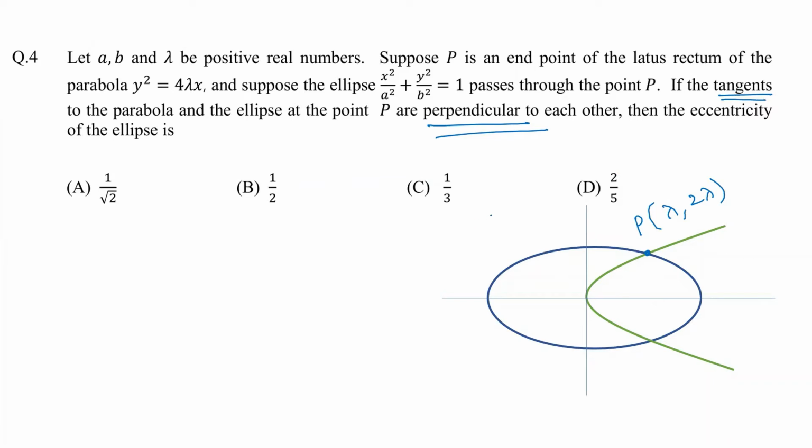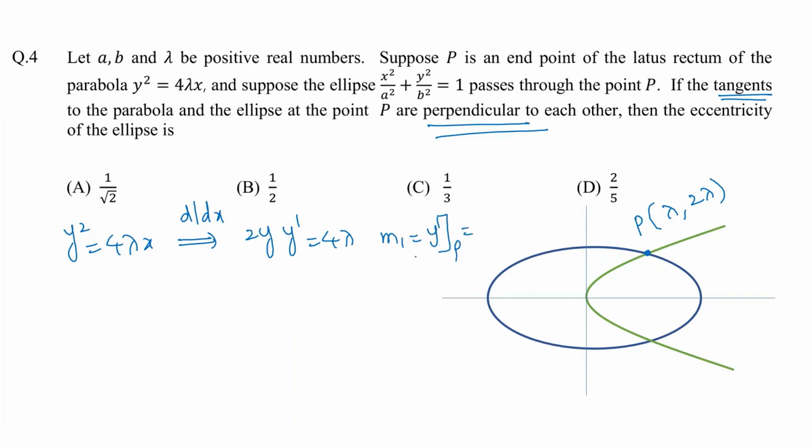So instead of doing any very complicated expressions here, I'm going to simply find the slope of the tangent. We start with y square equal to 4 lambda x, and I'm going to differentiate this. So what are we going to get? This is going to be 2y y dash equal to 4 lambda, but I need to find m1, which is y dash at the point P. The slope of the tangent at the point P is going to be 4 lambda upon 2y, whereas y is 2 lambda, so that is 4 lambda upon 4 lambda, which comes as 1. So m1 value is going to come as 1.